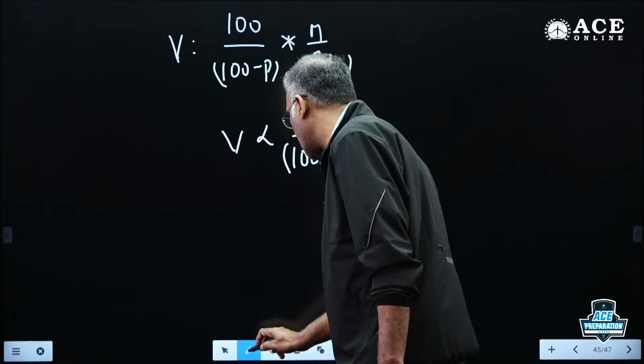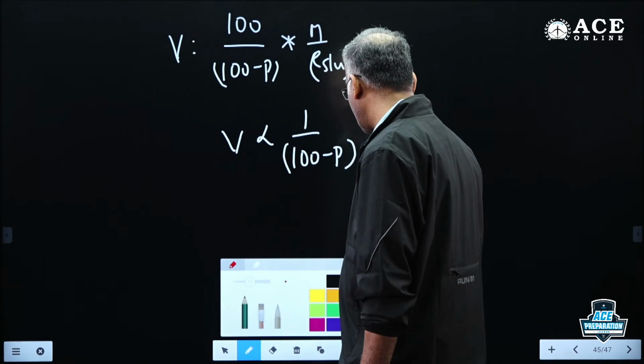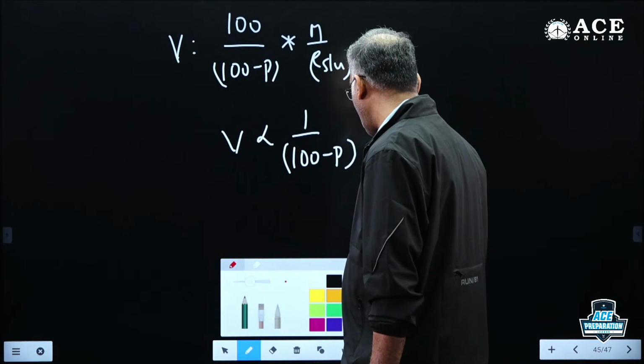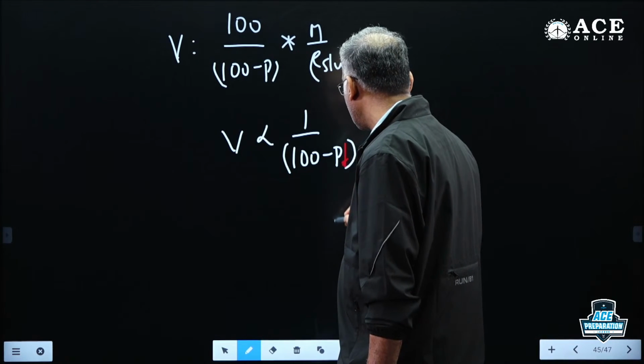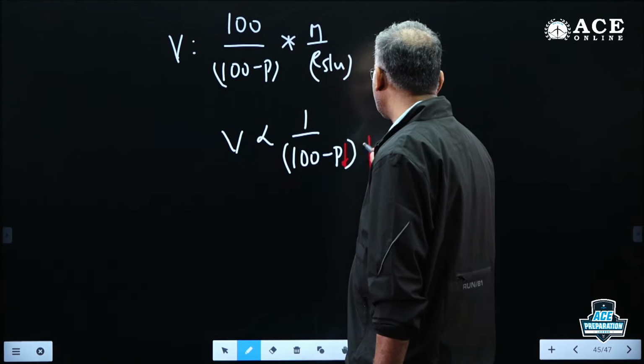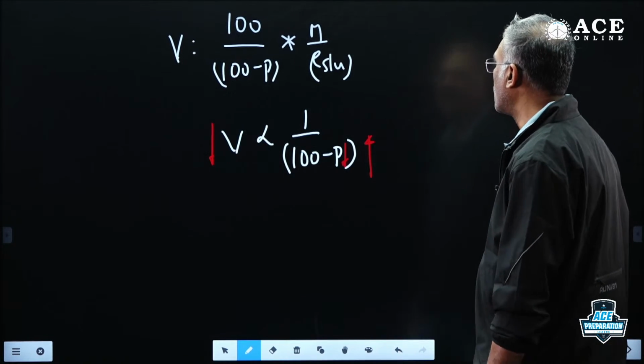When moisture content of the sludge decreases, then 100 minus P value increases, then volume decreases. That's how reduction in volume occurs.